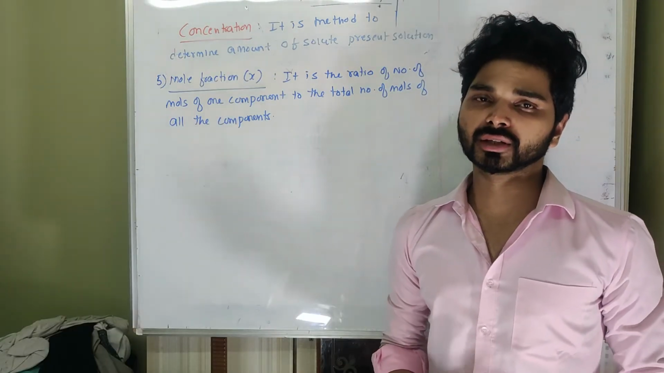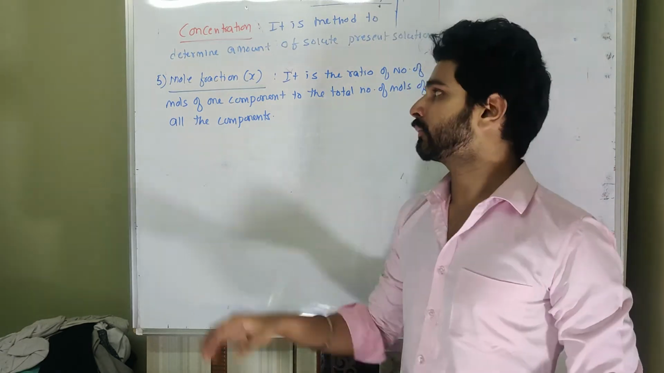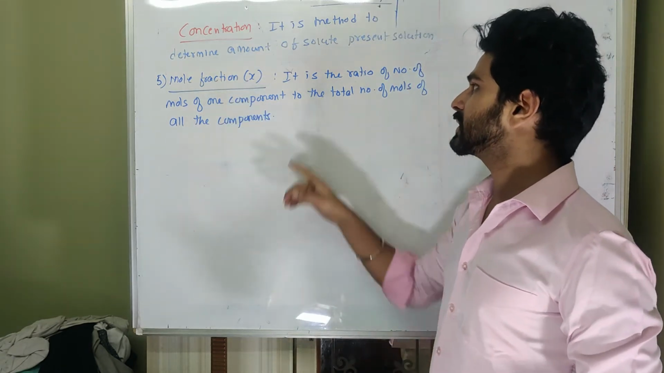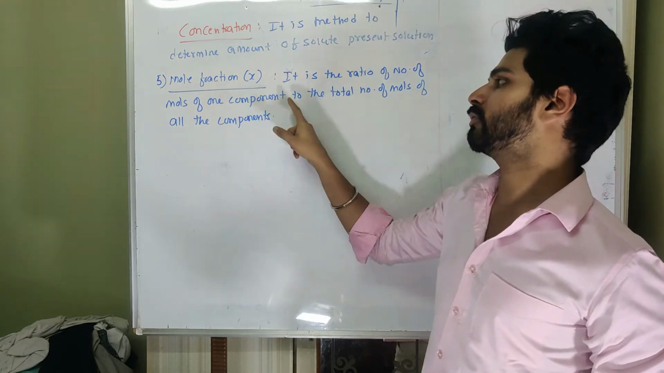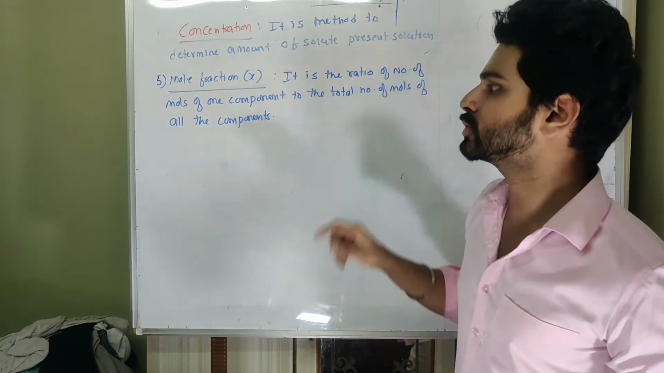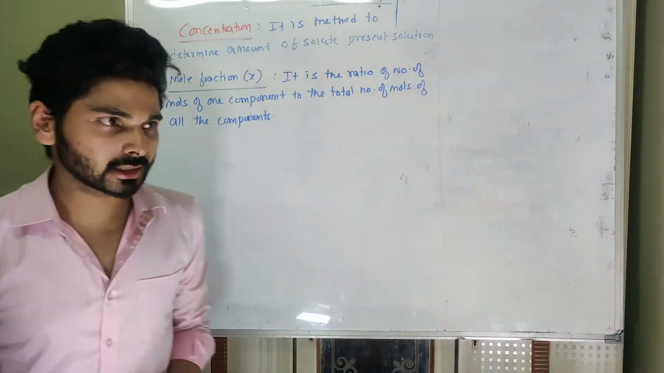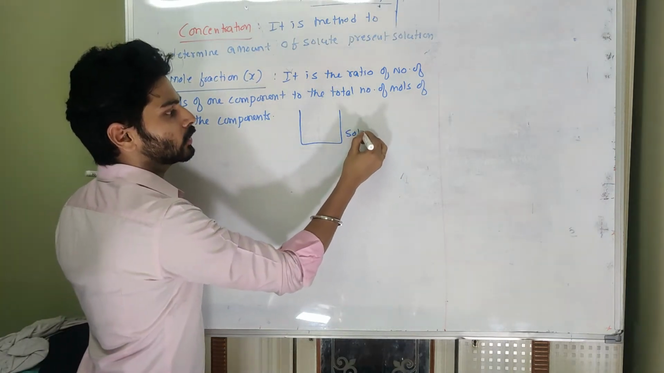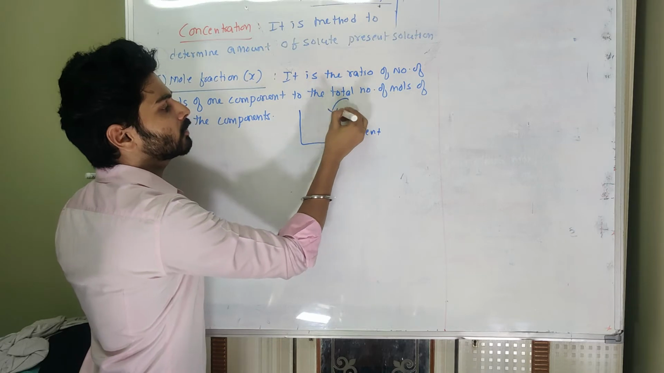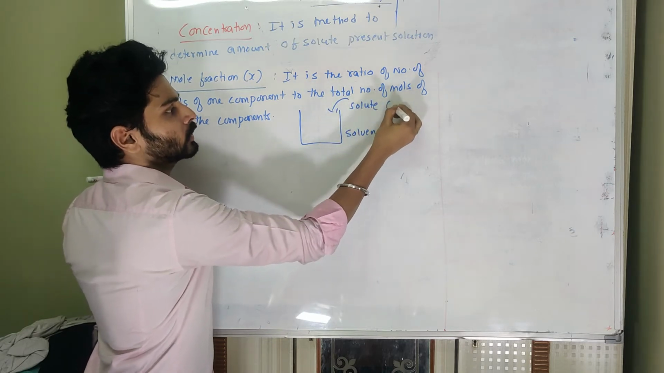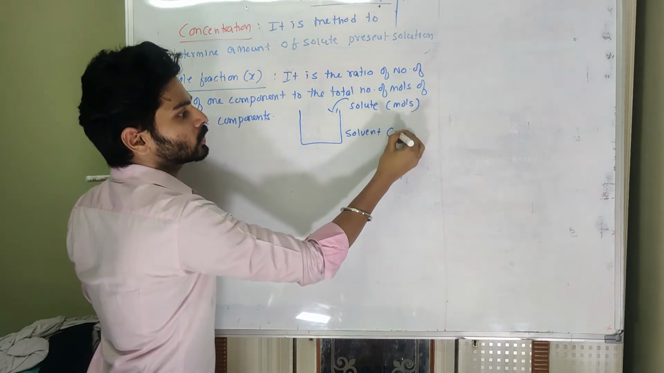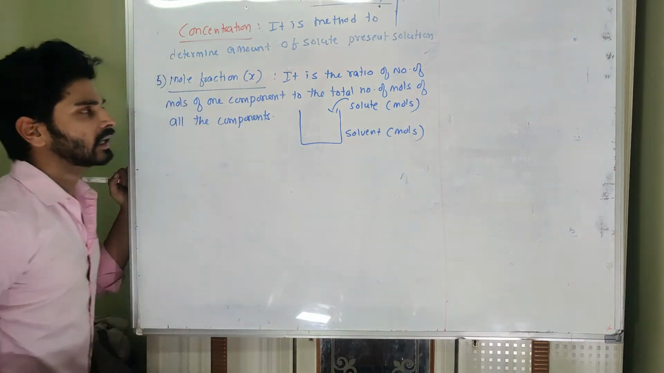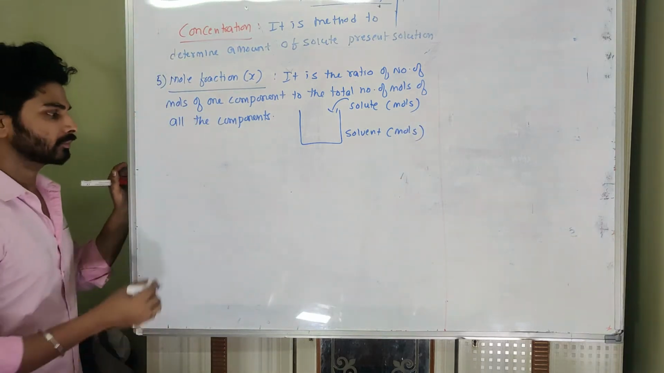Next concentration method we use is mole fraction. Mole fraction is nothing but the ratio of the number of moles of one component to the total number of moles of all the components. This is used when we are talking about solvent and solute, both given in terms of moles. Solute also given in terms of moles and solvent also given in terms of moles. Then we can go for mole fraction.